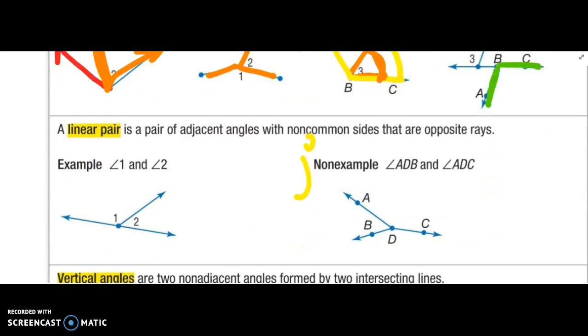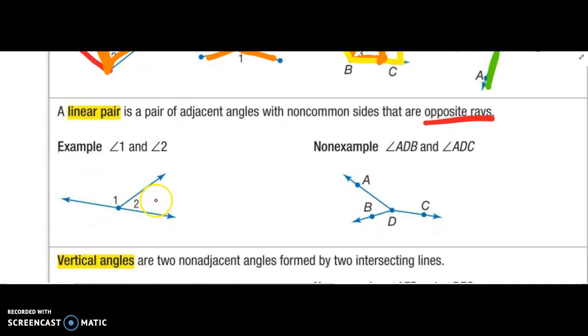The second type is linear pair, and that's a pair that forms a line. They're adjacent angles, so they're still beside each other, and opposite rays, they form a line. So you can see angle 1 and angle 2, they're a pair, and they form a line. Here, they're beside each other, they're a pair, but they don't form a line.